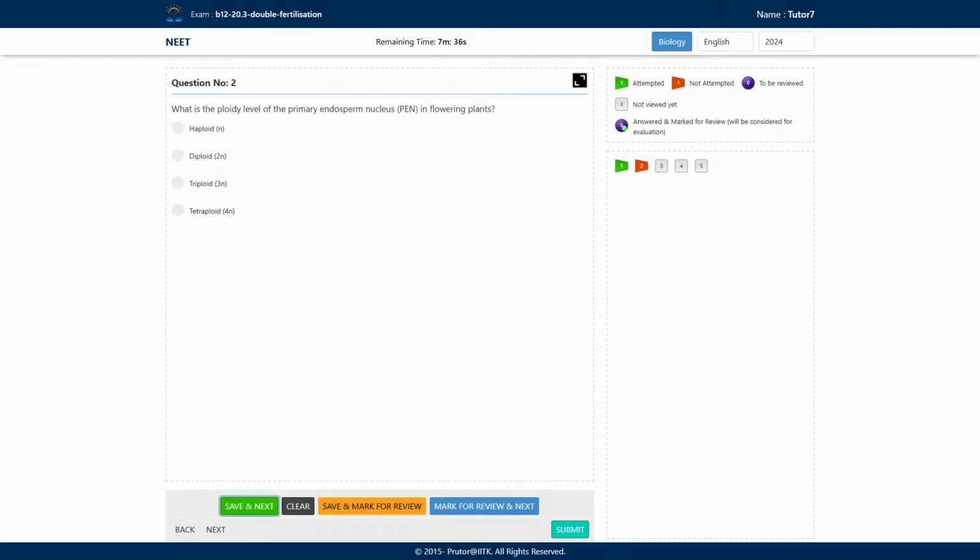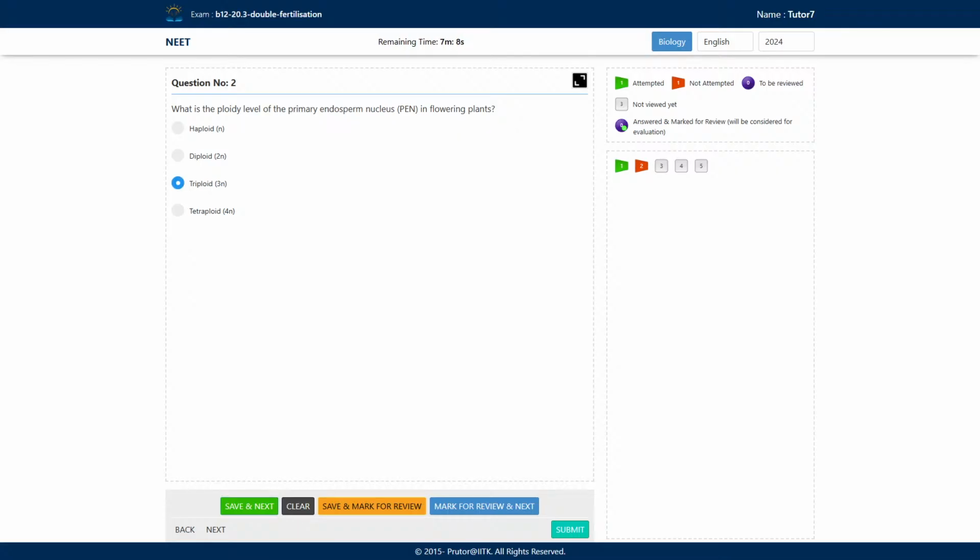The next question is here. What is the ploidy level of the primary endosperm nucleus in the flowering plant? Ploidy level of PEN, primary endosperm nucleus. It is haploid N, diploid 2N, triploid 3N, tetraploid 4N. So, which option is correct? Triploid 3N. Yes.